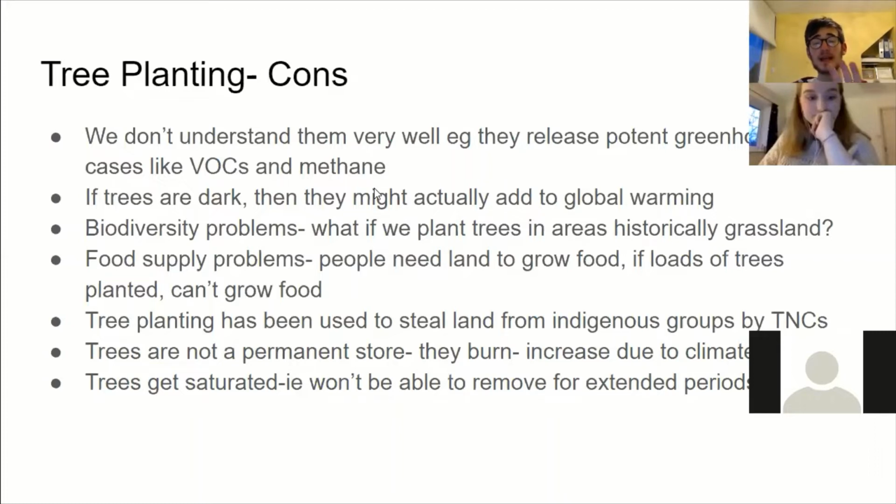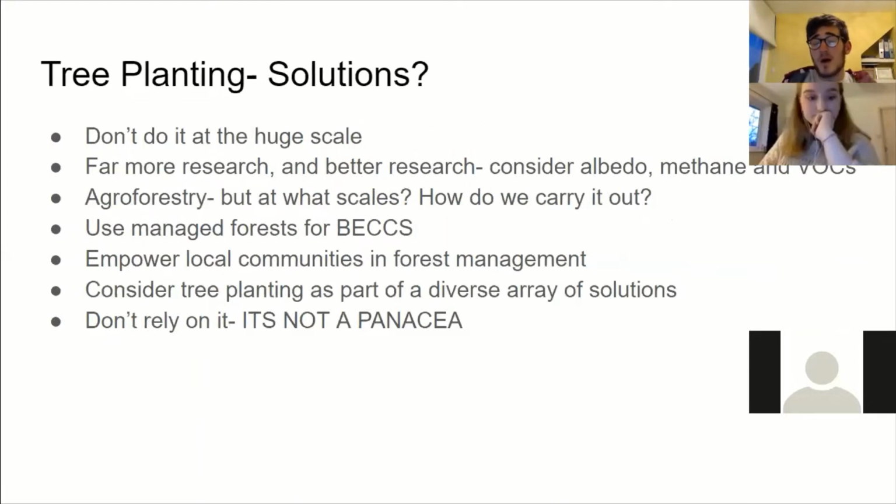I've said those cons, but bear in mind I did title this stumbling blocks, because I wanted to make clear that often cons, we can work past them. Just like with the moonshot, just because we don't know it now doesn't mean it won't be possible in the future. So I presented some possible solutions to these problems of tree planting. Firstly, don't do it at the huge scale required for it to be the only solution. And this is the same as the last one and the last two, really. Let's consider tree planting as part of a diverse array of solutions rather than that's the solution.